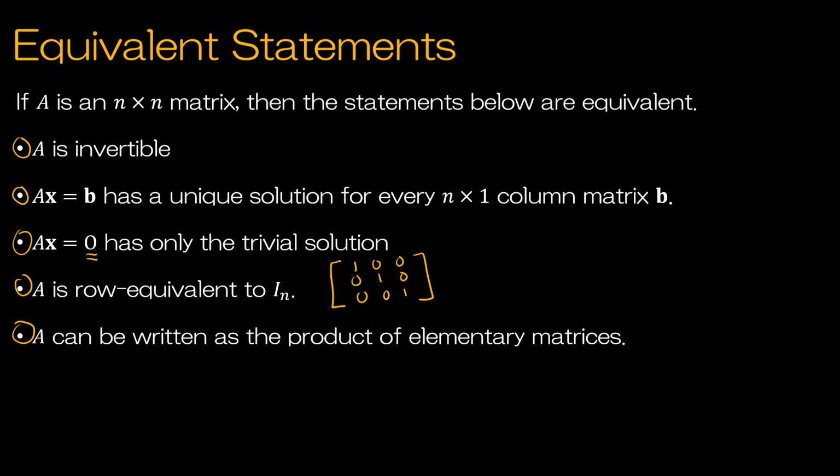It has a solution for any column matrix B. It has the trivial solution for the 0 matrix. It is row equivalent to the identity and can be written as the product of elementary matrices.